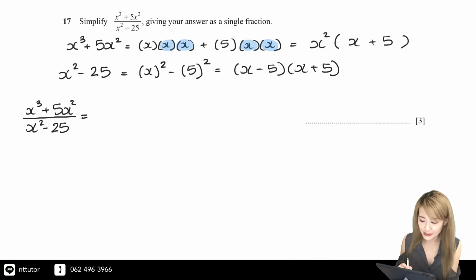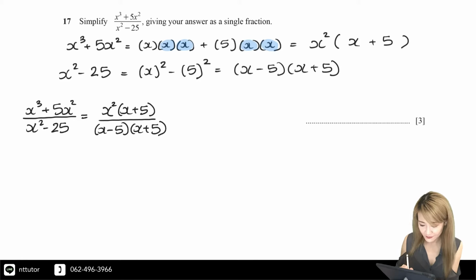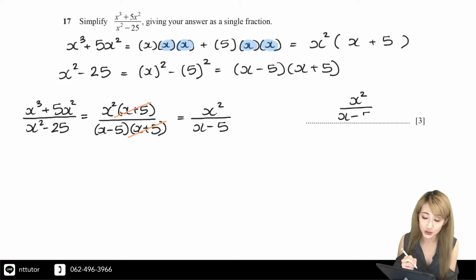So if we rewrite the fraction in terms of its factorized format, we have x squared multiplied by (x plus 5) over (x minus 5) multiplied by (x plus 5). And you can see that there's a common factor between the top and the bottom of the fraction. The top and the bottom both have x plus 5 in them as a factor. So we can cancel this out, leaving behind x squared on top and x minus 5 at the bottom. So x squared over x minus 5 is the simplified version of x cubed plus 5x squared over x squared minus 25.